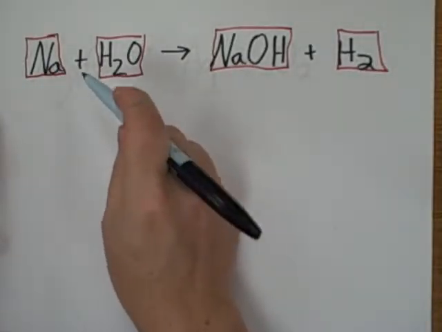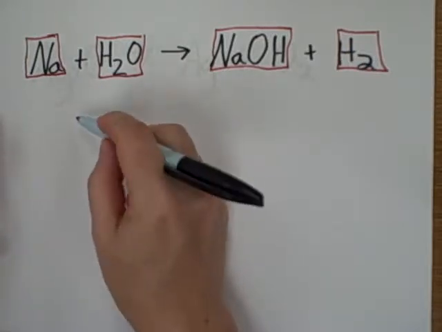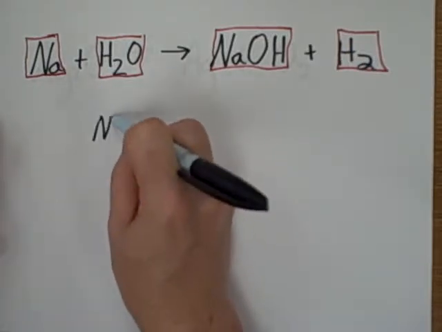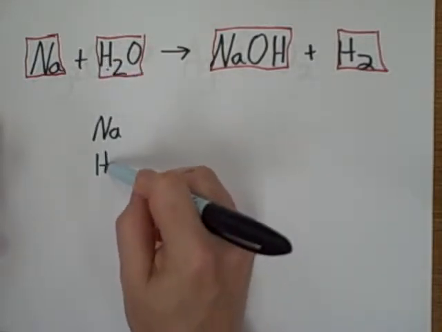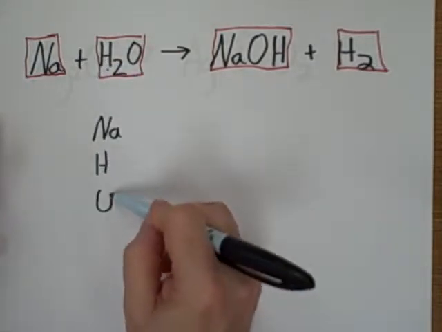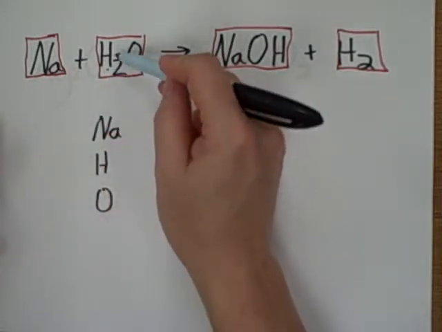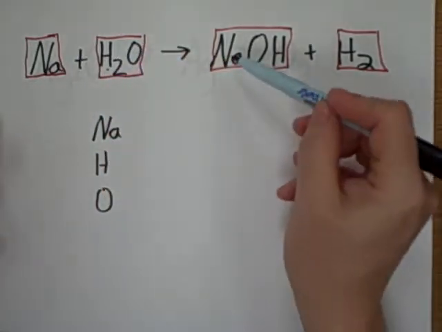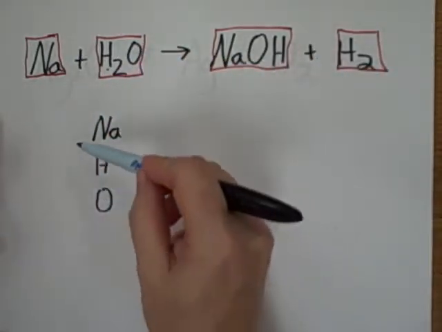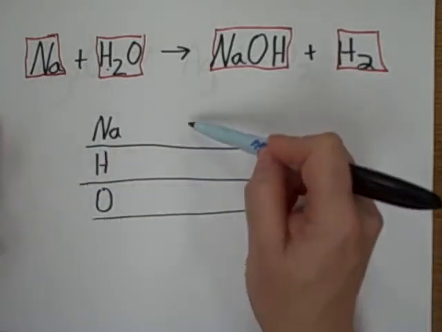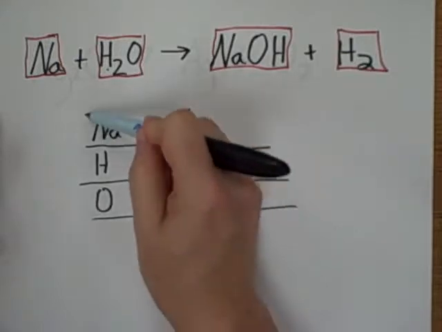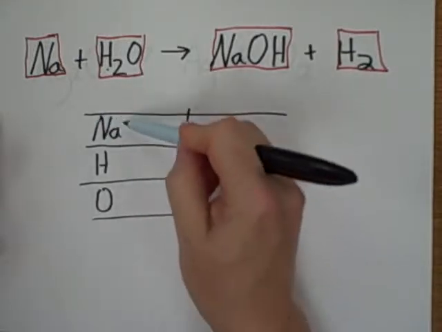Now our second step after we've drawn boxes is to make an element inventory. That is where we put down every single element that we see in the equation on the left side and the right side. So here we have sodium and a hydrogen and an oxygen, and we see the same elements on the right side as well. Now the inventory is how many we have of each. And the inventory is separated into 2 columns.